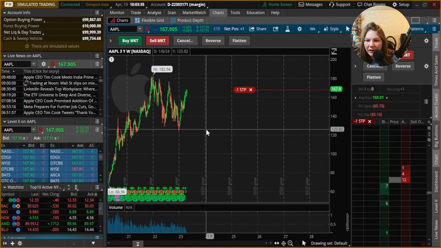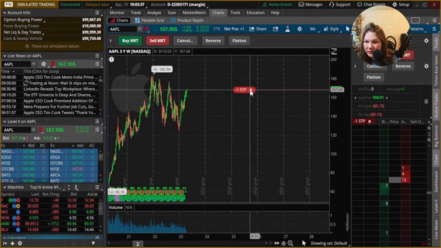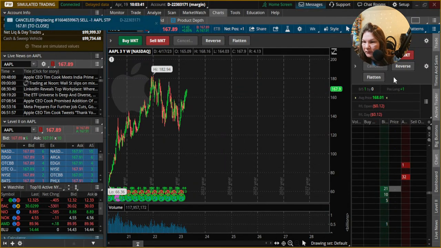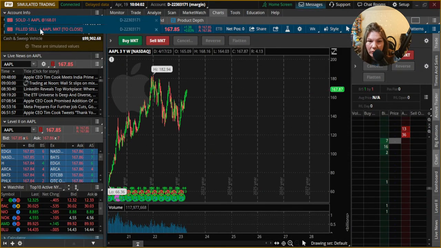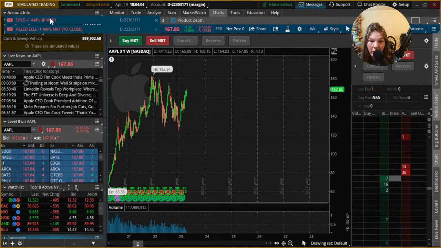Got it. So let us cancel this stop order. It's about to hit that anyway. Let us cancel the stop order and just sell it as a market share. How many of these little puppies do we have? We just have one Apple, don't we? So we'll sell that Apple at market. Right now their spread is 168.88, 167.88. Okay, they're almost the same. Confirm and send, and we sell right out.